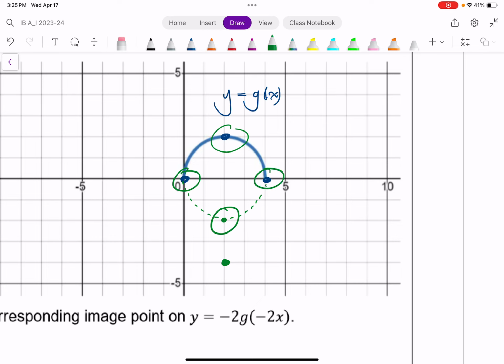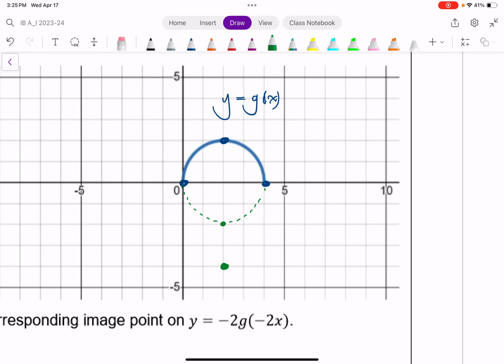These points here will not change. They'll be invariant because their y coordinates are 0, and 0 times anything is still 0. And so I have those 2 points, the end points stay where they are. Everything else, the y coordinates double. And so I have a shape that looks like this. And there's my graph in green of negative 2 g of x.